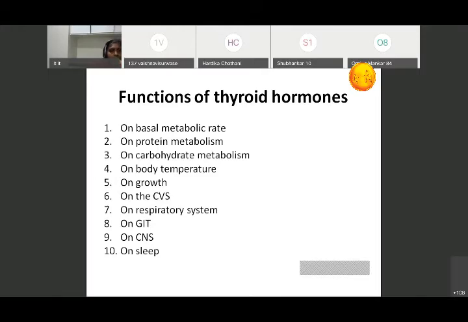Today we will take only 3 functions: the BMR, the protein metabolism, the carbohydrate metabolism, and fat metabolism. Because the other functions, on the CVS and on the CNS, are very important, and the applied part is more in this thyroid gland. The most applied part is in the thyroid gland, so we take only the first 2, 3. Write down the functions of thyroid hormones. A question may ask, write down the functions of thyroid hormone.